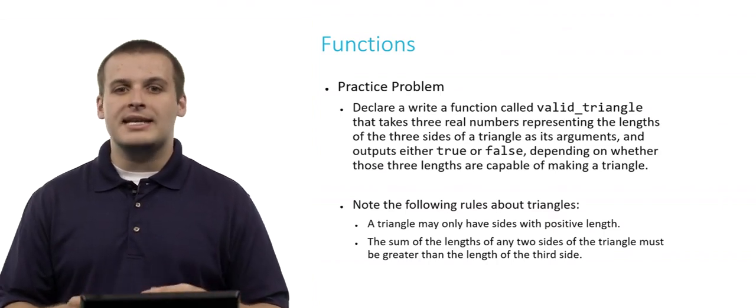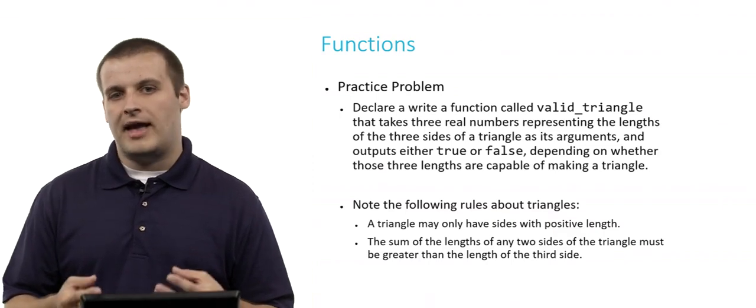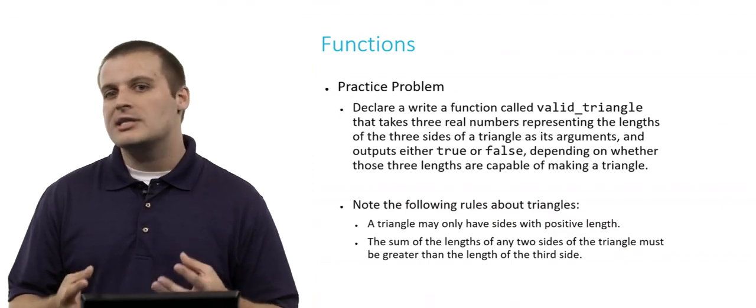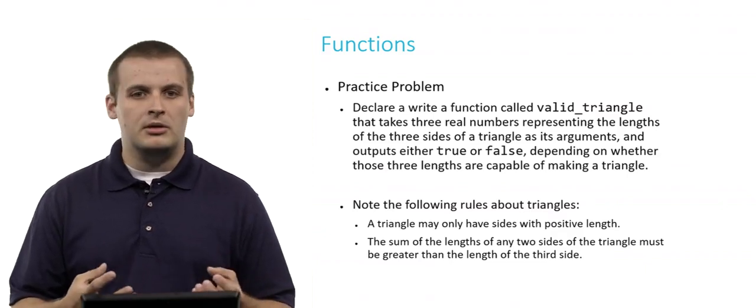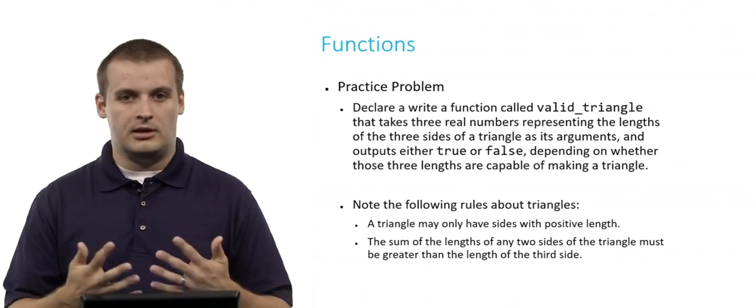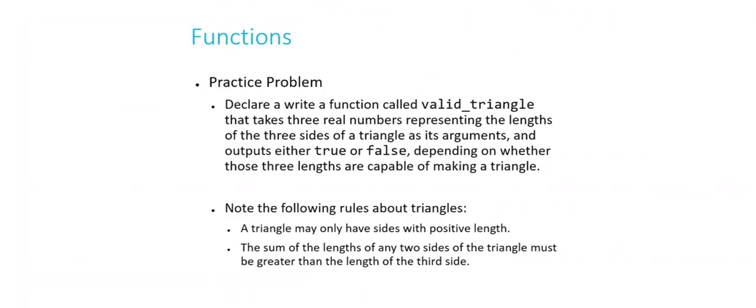So take a couple of minutes and declare and then define this function called valid triangle, such that it actually has the behavior specified here. It will output true if those three sides are capable of comprising a triangle, and false otherwise. Ready to see how you did?